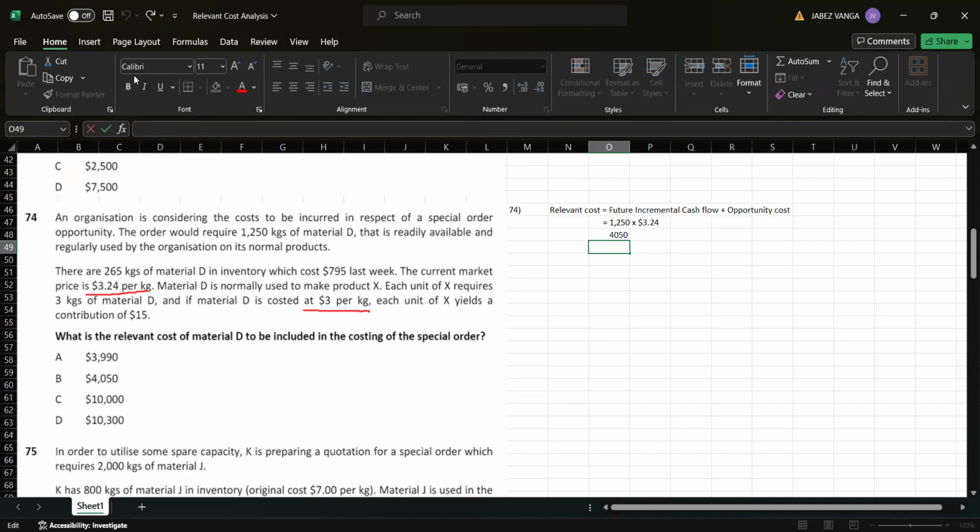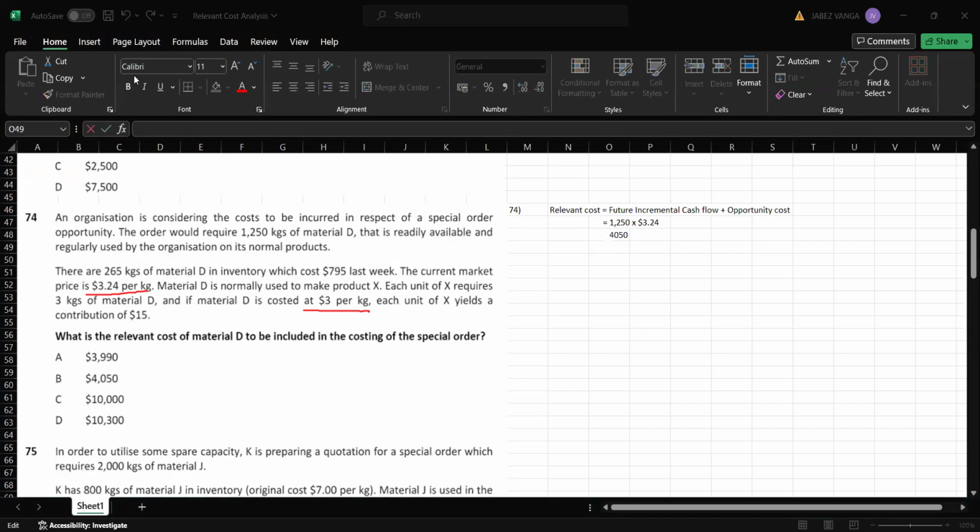This cost of $3 per kg is because each unit of X requires 3 kgs and it is costed at 3, but the current market price is 3.24. Okay. The current market price is 3.24, and 1,250 into 3.24 gives us 4,050. Let's go to the next question.